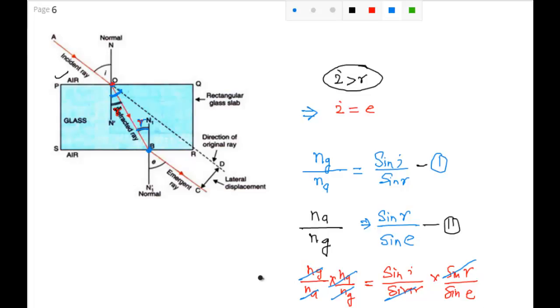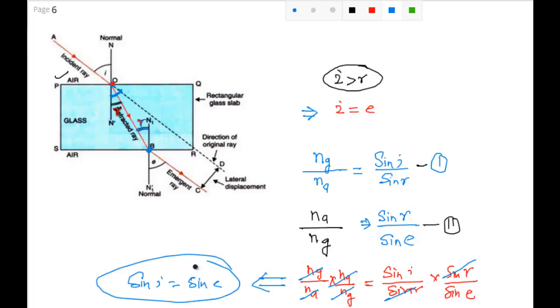1. That means from here you can easily say that sine I equals sine E, that is, angle of incidence equals angle of emergence, right? I hope it is clear to all of you, and you can also understand the logic behind that. Thank you so much.